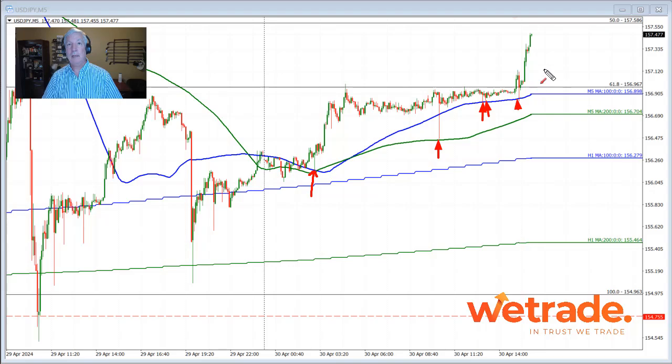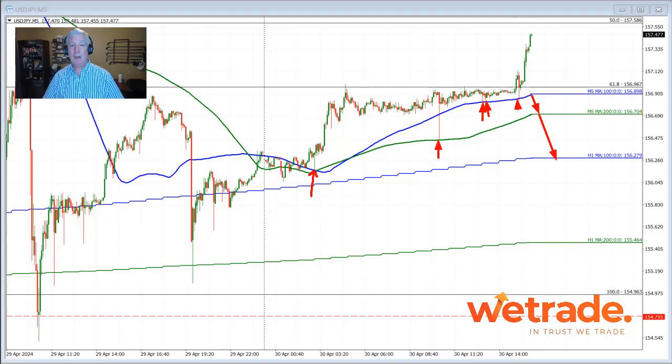So if the price is going lower, guess what? We need to get below both those moving averages and also below the 100-hour moving average down at 156.27. Of course, those are down at 8, another 60 pips to the downside here. So there's a lot of room between those moving averages.